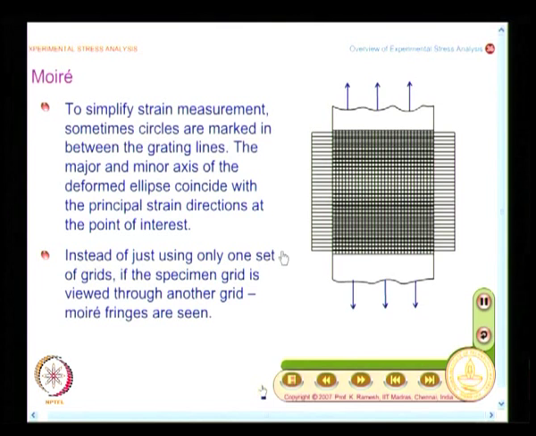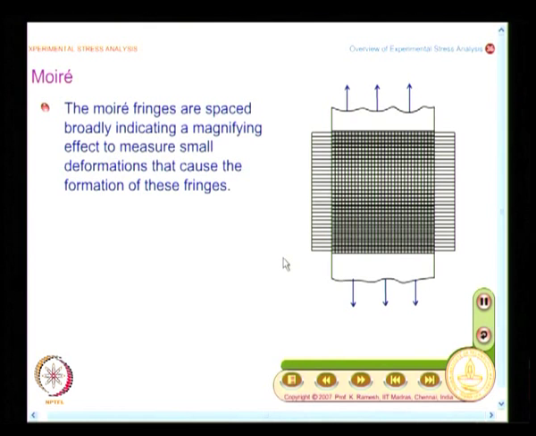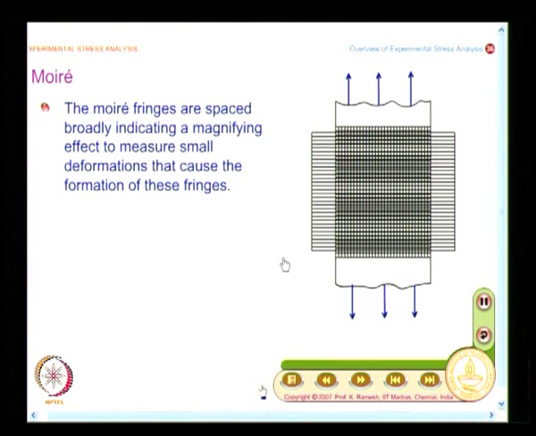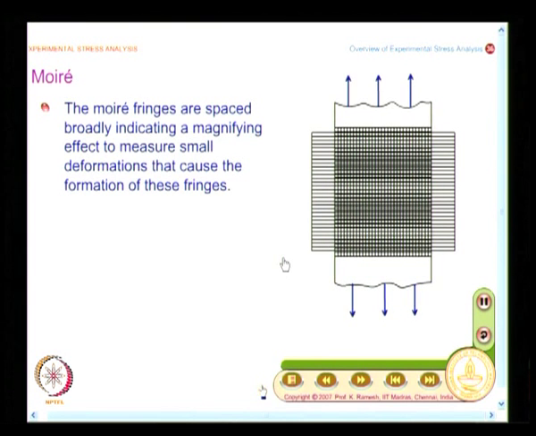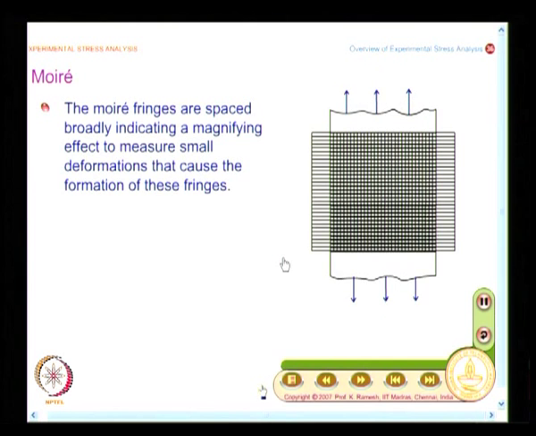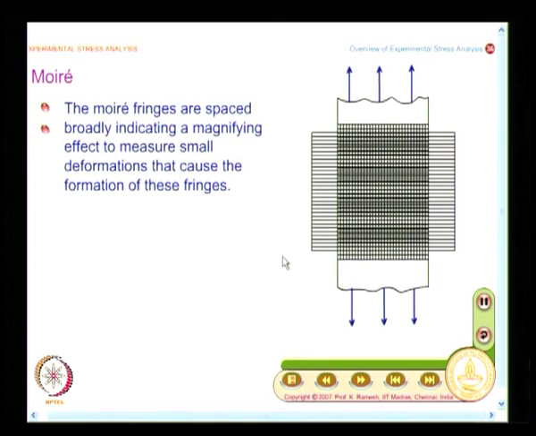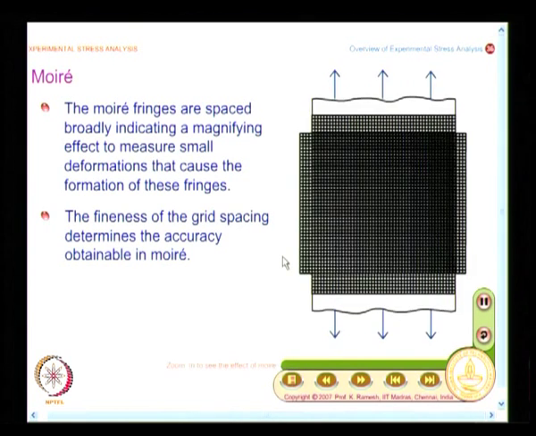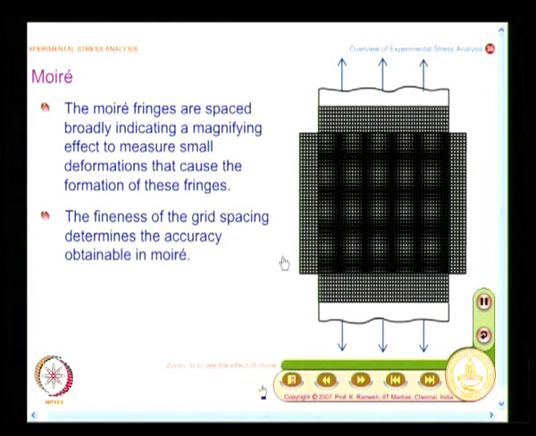So, I want to measure very small deformations, and Moiré helps better than the grid. And if I want to go for finer and finer information, I need to have finer and finer grids. So, Moiré fringes are spaced broadly, indicating a magnifying effect to measure small deformations that cause the formation of these fringes. And if I want to improve the accuracy, I need to have finer and finer gratings, that is what I want to do. If I have a finer grating, I have a better chance of measuring small deformation.